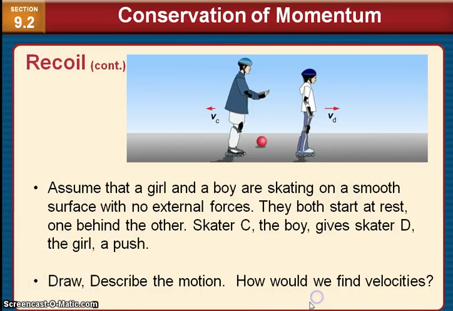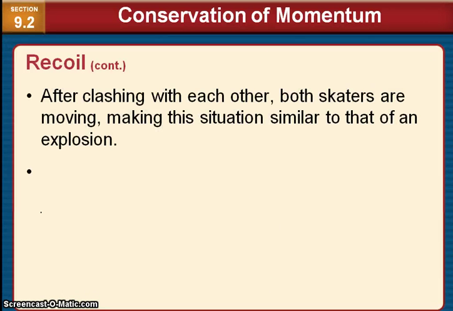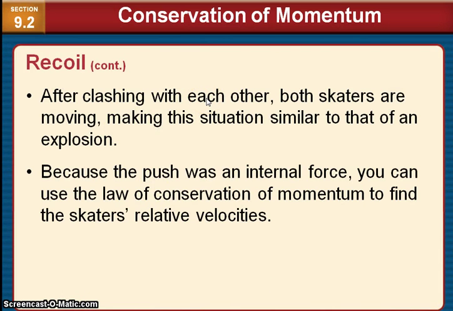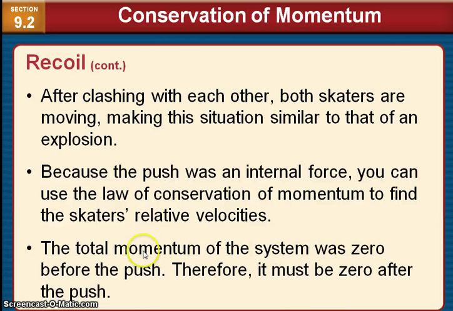We have to know their mass. If we know their mass, then yes, it's very easy to figure out their velocities, just like the equations that we found before. And I'll show you how to do that. After they clash with each other, they're basically colliding. They're pushing off of each other. They've had contact. Both skaters are moving, making it similar to an explosion. The push was an internal force, so you can use the law of conservation of momentum to find their velocities. The total momentum, though, has to be 0 because it was 0 before. They weren't moving. Since they had 0 velocity before, it has to be 0 after.